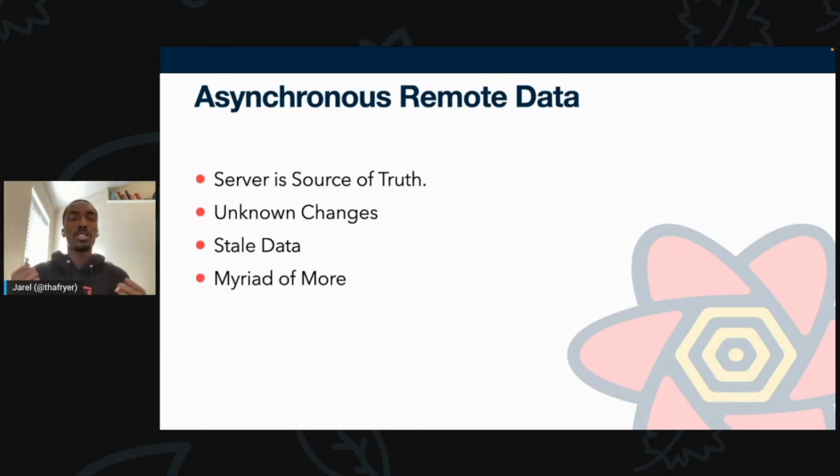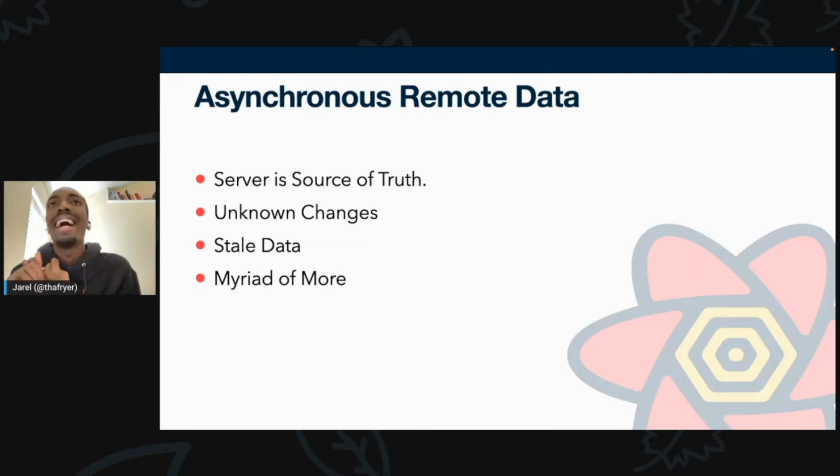But there are some things about this asynchronous remote data that I have to retrieve from the server that become gotchas. If someone on their front end makes a change, or they make a mutation, or they make a POST API call or PUT, that data now changes. So in my application, I might not have the latest data anymore. It might become stale.